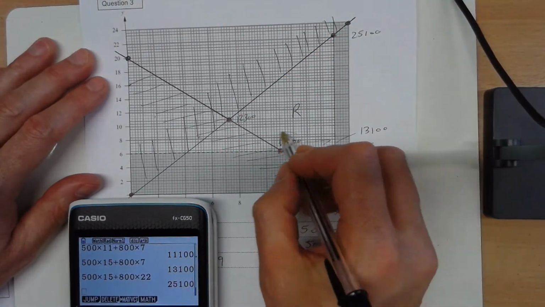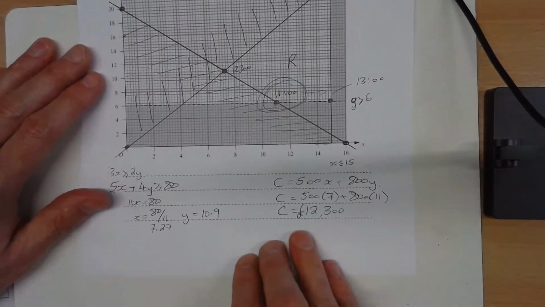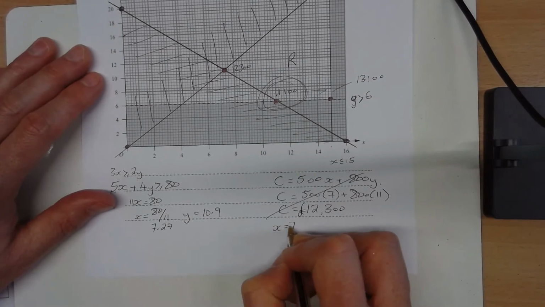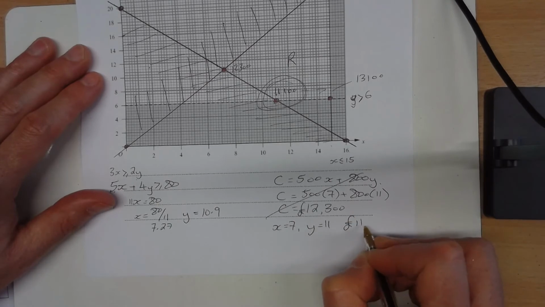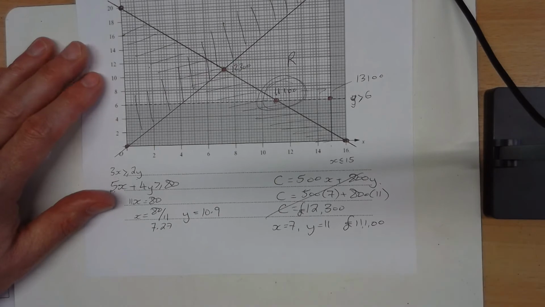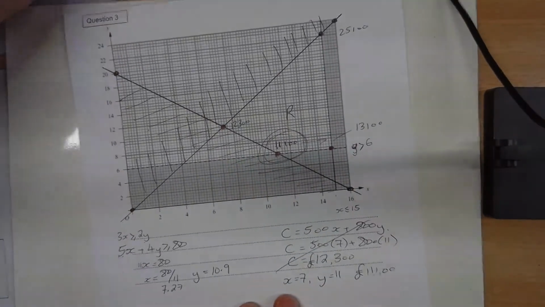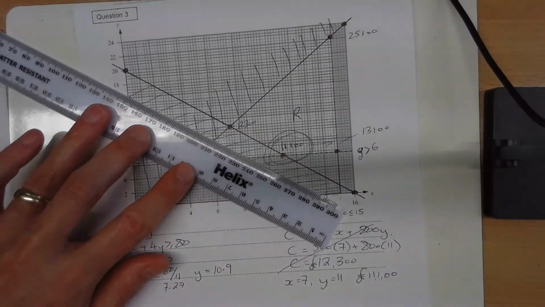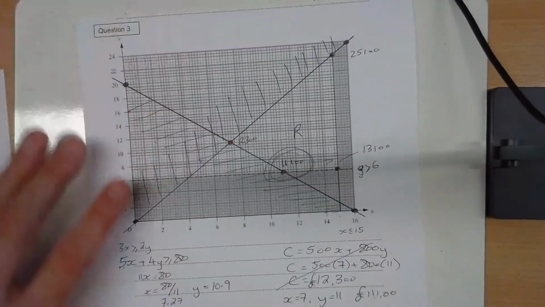So I've tried each of these corners, and I think the minimum cost is actually not the one I was working with. I think it's actually x equals 7, y equals 11 for a minimum cost of 11,100. We can talk about other ways of doing it, like putting a ruler on and then moving it along. Maybe that is the first one it gets to as it goes parallel.